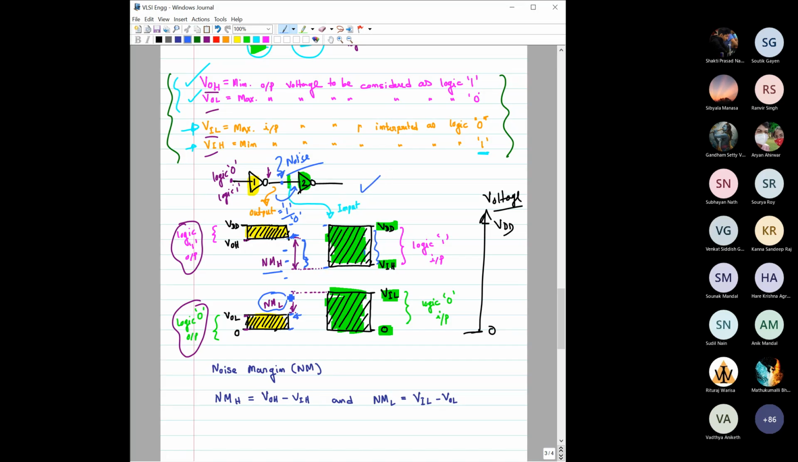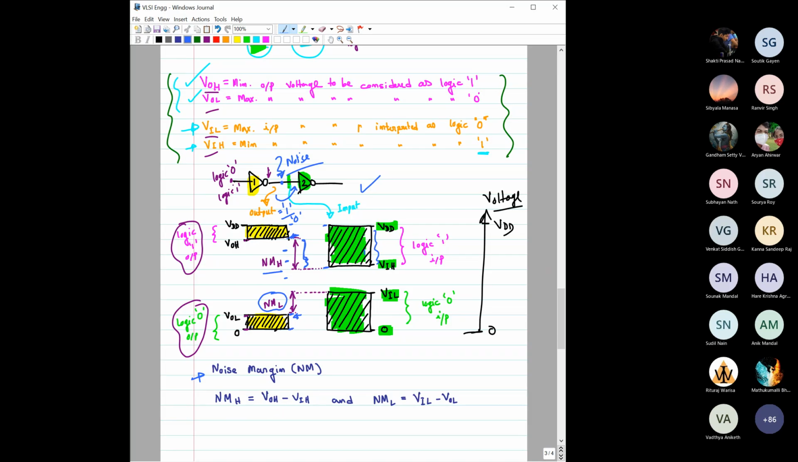This particular margin is called the noise margin low, NML, and it is basically the difference between VIL and VOL. Here I have written it explicitly. So you can see noise margin high is the difference between these two, and noise margin low is the difference between this and this. So it is obvious that for any digital design, you would try to make the noise margin as high as possible.